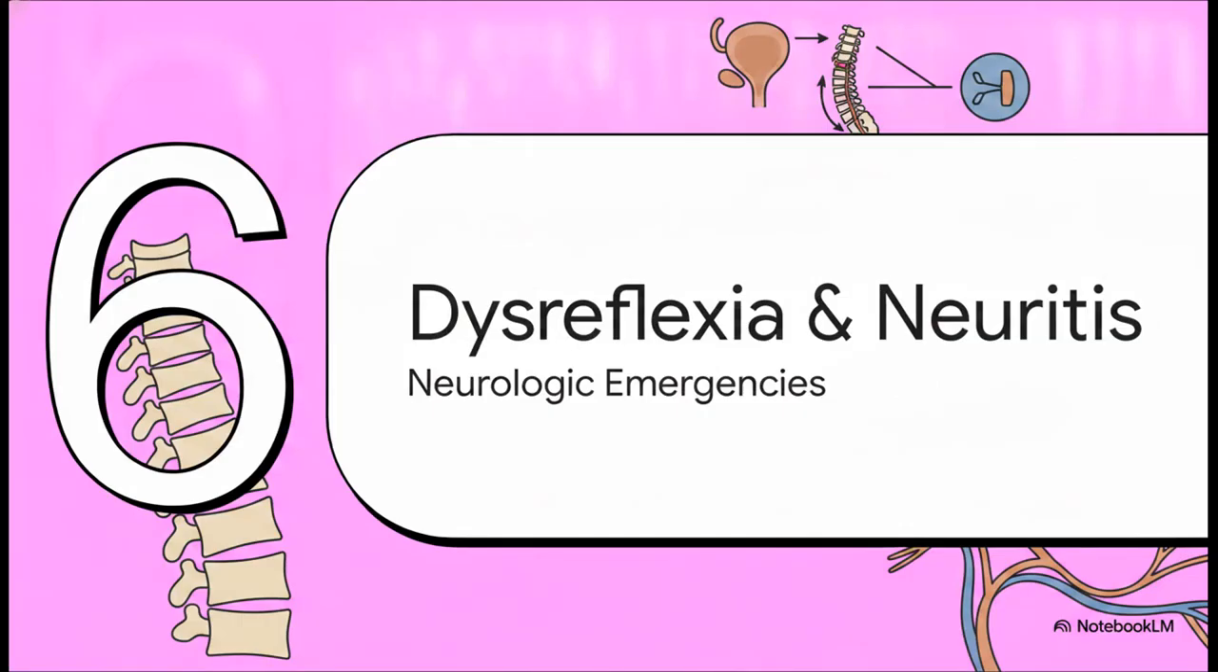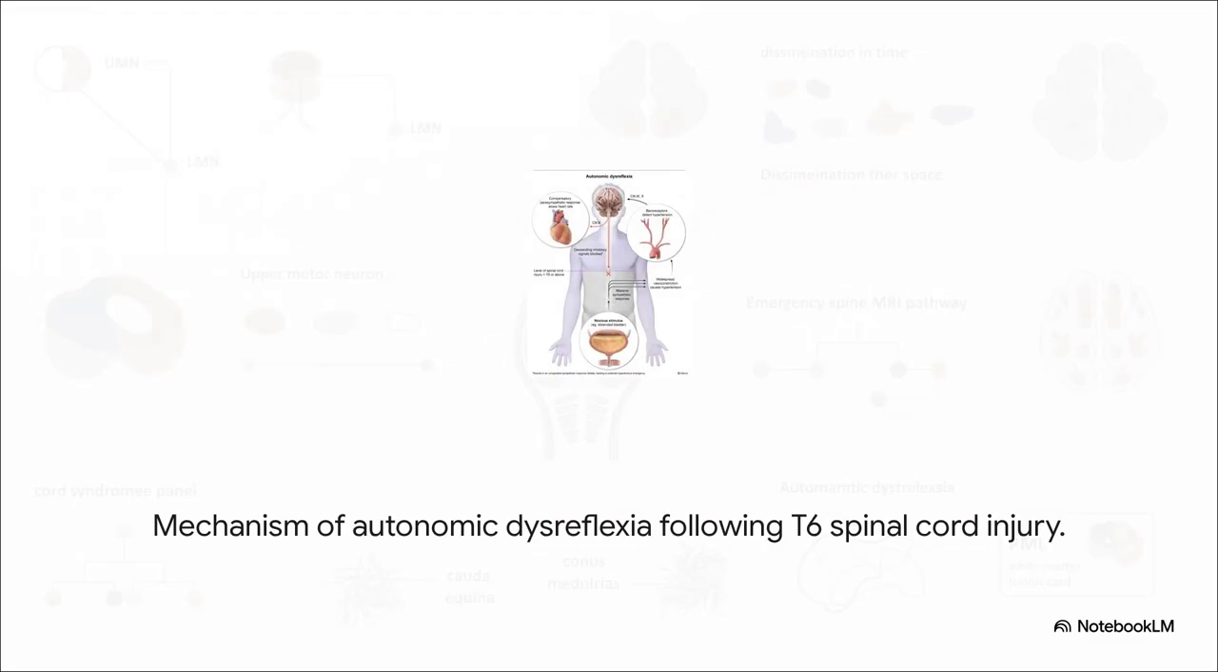Section 6. Dysreflexia and optic neuritis. If a patient has a spinal cord injury at or above the T6 level, a noxious stimulus below the lesion, something as simple as a distended bladder, can trigger a massive, unregulated sympathetic response. All that vasoconstriction causes severe hypertension. The body's baroreceptors catch this high blood pressure and fire off a compensatory parasympathetic response above the lesion, which drops the heart rate, causing bradycardia.